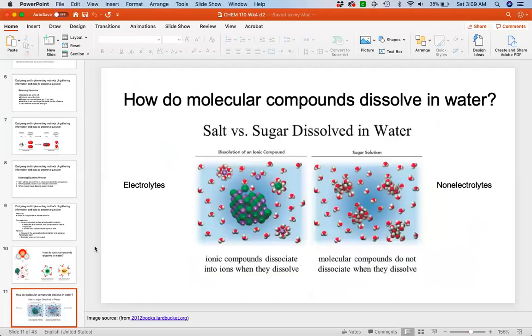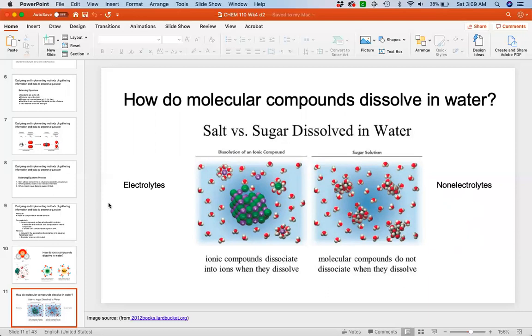So how do molecular compounds dissolve in water? Well, if we think about the difference between salt and sugar, salts, which are also referred to as electrolytes, dissociate into ions when they dissolve. So if I were to put solid salt into water, it would eventually become separate ions. So the positively charged sodium would be surrounded by water, and the negatively charged chloride would be surrounded by water. That's different from a sugar solution. These are non-electrolytes. These are molecular compounds that do not dissociate when they dissolve.